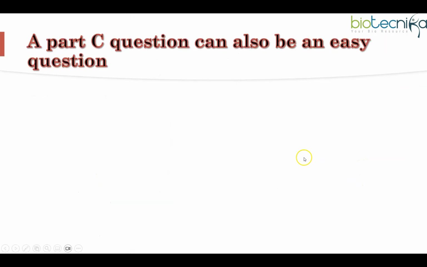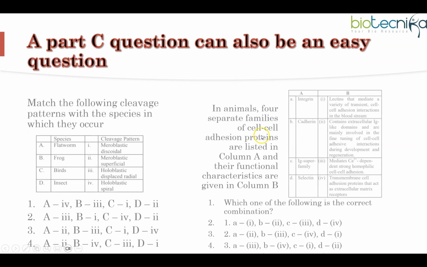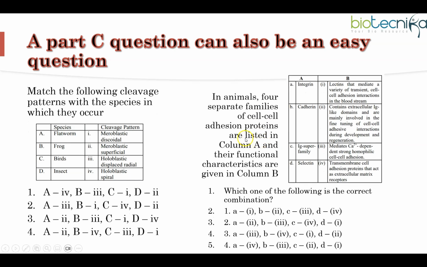Okay. Then a part C question can also be a very easy question, especially when it is either match the following or even graph based questions. For example, just see this unit 4. These are match the following. Let's say even if you have not studied this part, but still you can see selectin, right? So selectin is there, so you can at least try to see if you are able to match.